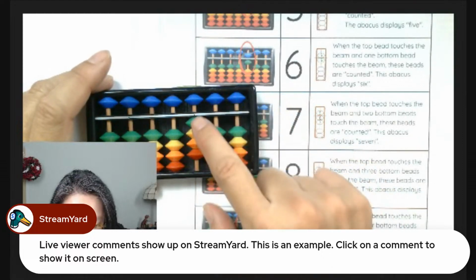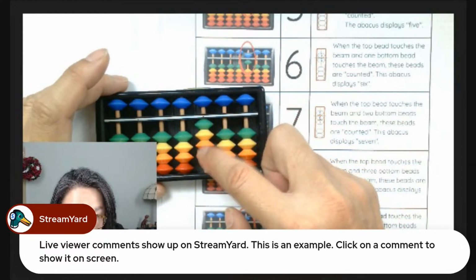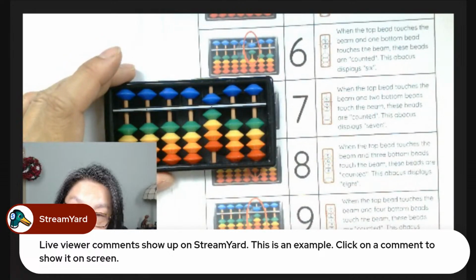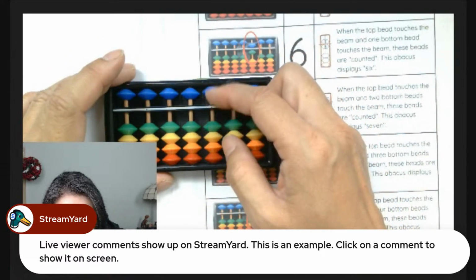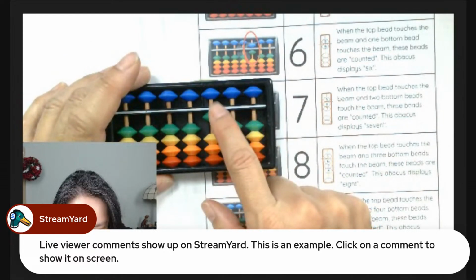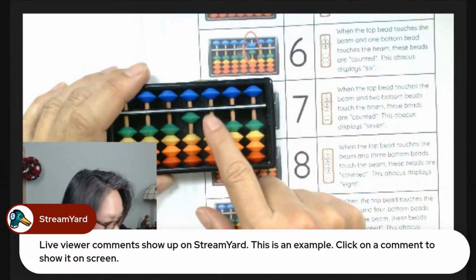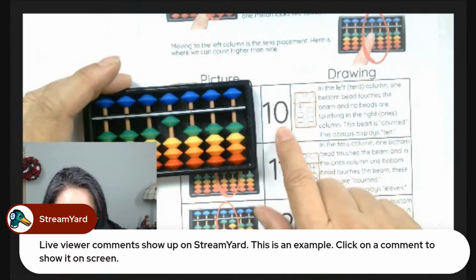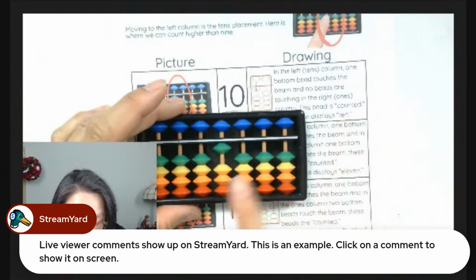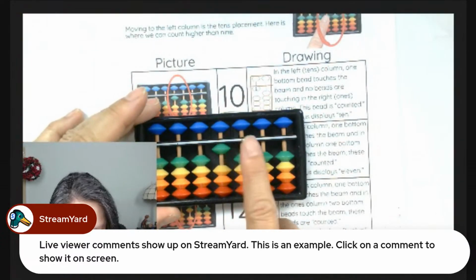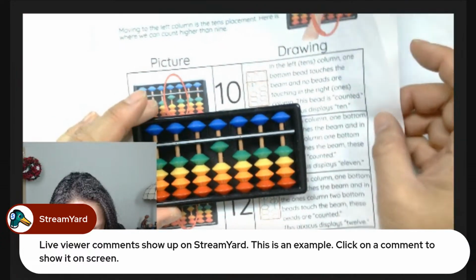So if I have 4, we've done this before, right? 1, 2, 3, 4. Because we have 4, and then I add the 5, we have 9. So after 9, we have 10. We've seen this before. So we have 1, and this is 10. If we look at the abacus, this is how we write 10. So notice we have our 1 and our 0.